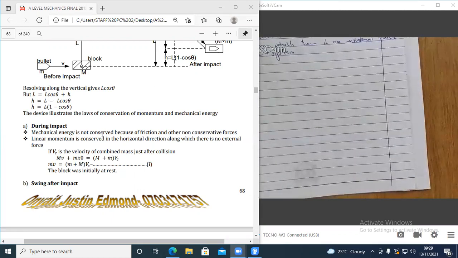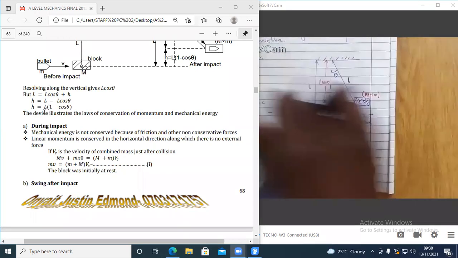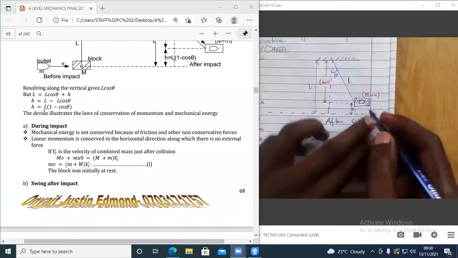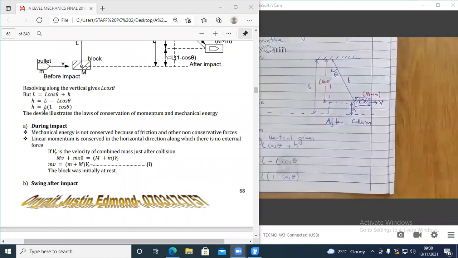So if that is true, I will take V to be the final velocity. Let's assume that they will be moving with a final velocity V. As they're swinging, they'll be swinging with a common velocity V.